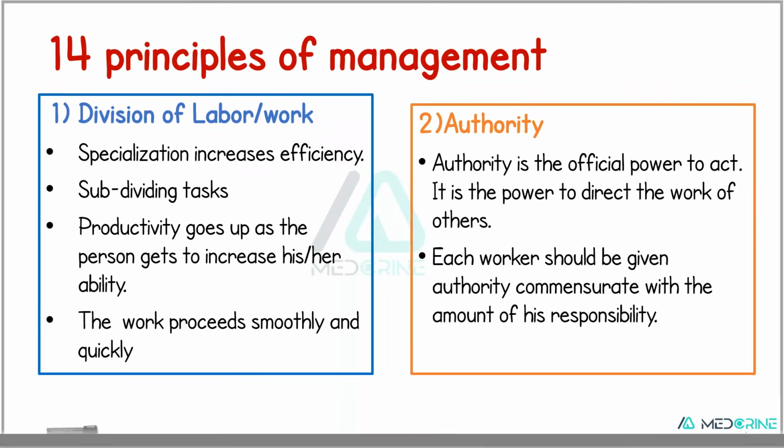The first principle is the division of labor or division of work, where specialization increases efficiency. By subdividing tasks, productivity goes up as the person increases his or her ability and the work proceeds smoothly and quickly. The second principle is authority. Authority is the official power to act, and it is the power to direct the work of others. Each worker should be given authority commensurate with the amount of his responsibility in an organization.